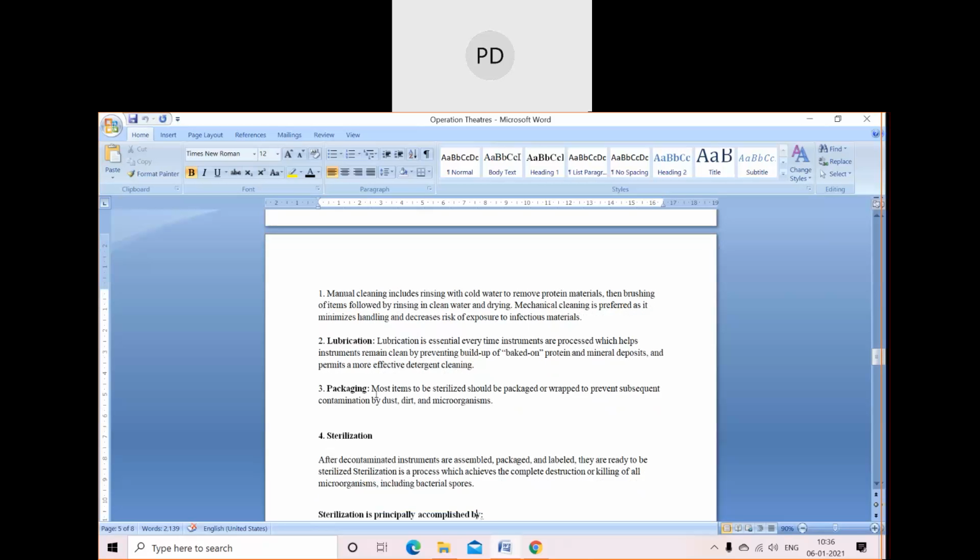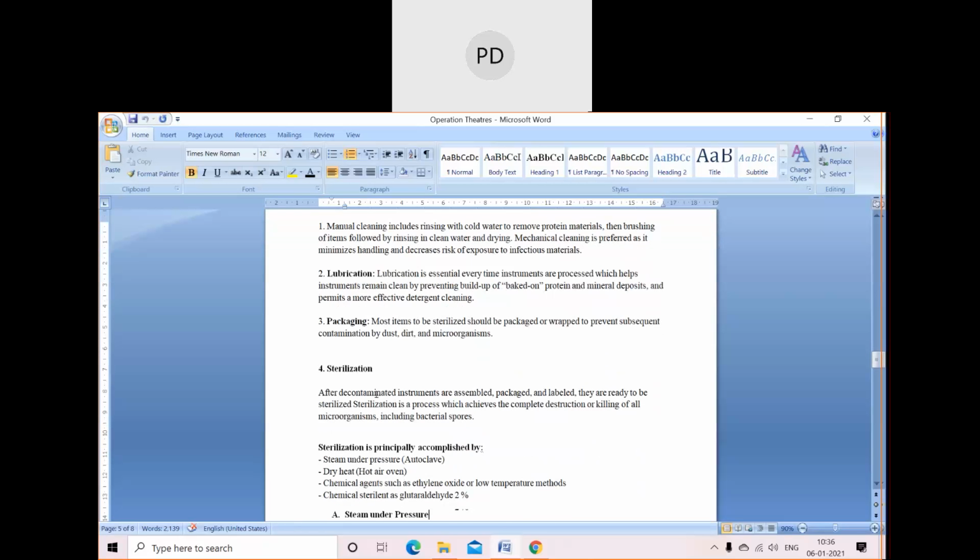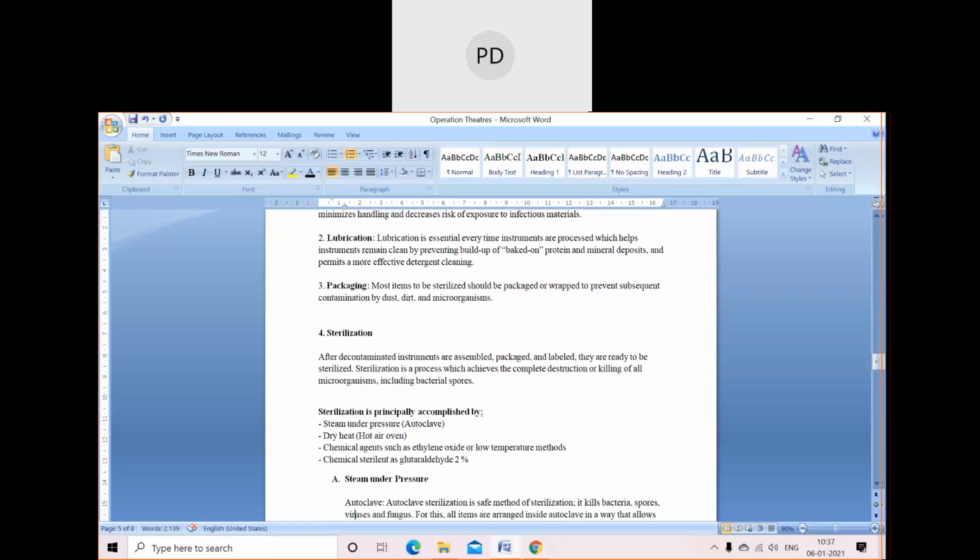So in sterilization what we see is, decontaminated instruments are assembled, packaged and labeled. Also after packaging we have to label on what date the particular instrument has been packed. And they are ready to sterilize. Sterilization is a process which achieves the complete destruction or killing of microorganisms, including bacterial spores.